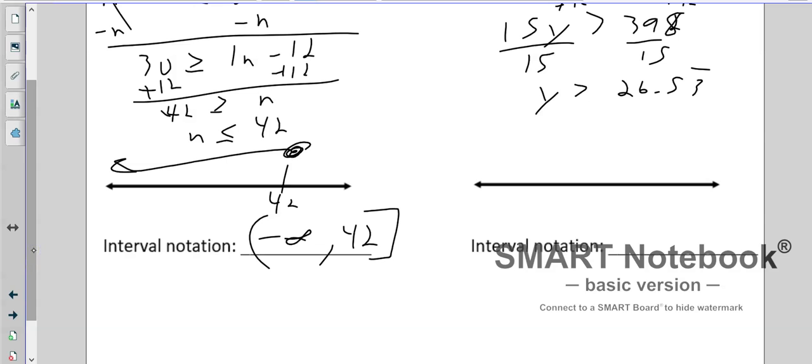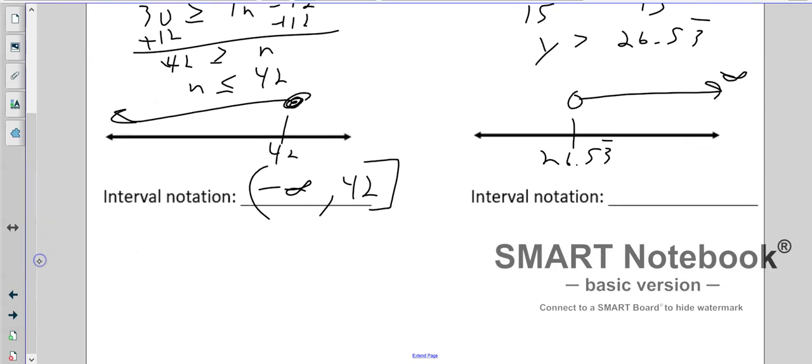So greater than means open dot. I just put 26.53 repeating. And it's greater than, so it's going towards positive infinity, which helps me with my notation. 26.53 repeating. It is an open dot, so it's a parentheses, and it's going towards positive infinity. And that's it.